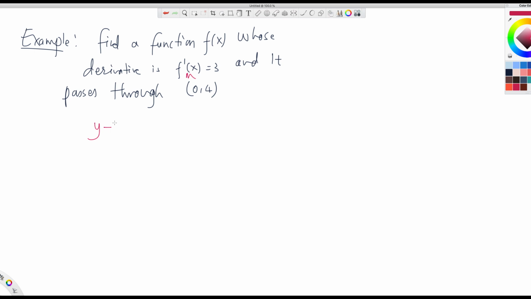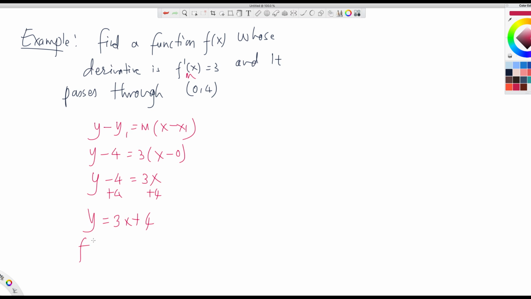So I will actually do this problem two different ways. y minus y1 equals m times x minus x1. So what do you get? You get y minus y1, which is 4, equals 3 times x minus 0, right? So y minus 4 equals 3x. Add 4. What you get is y equals 3x plus 4. So the function f(x) is basically 3x plus 4. So this is one way of doing that.